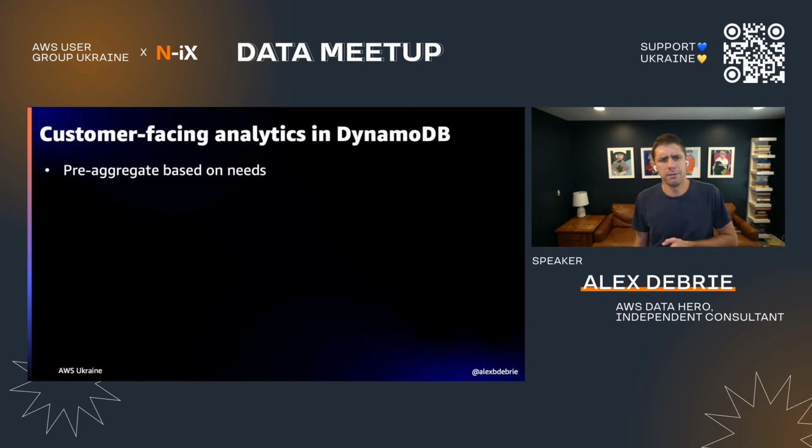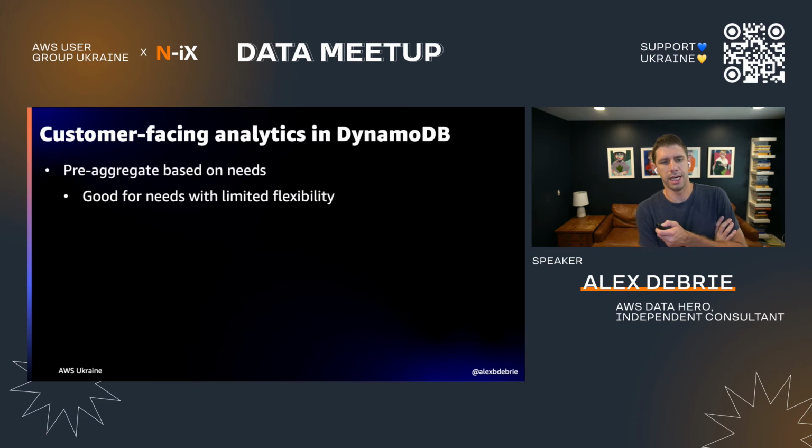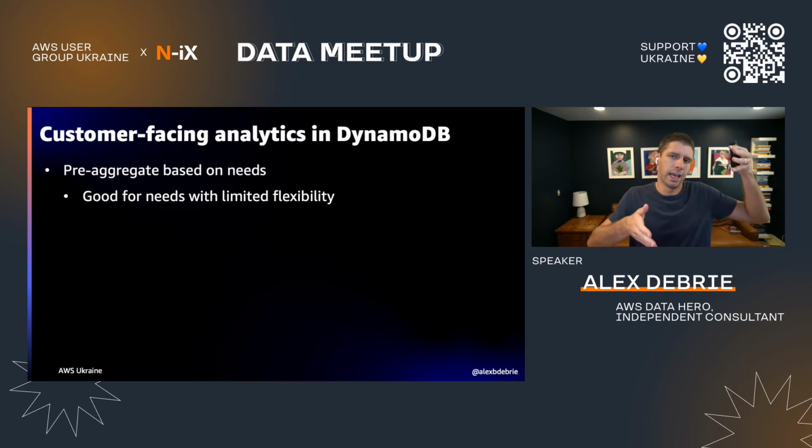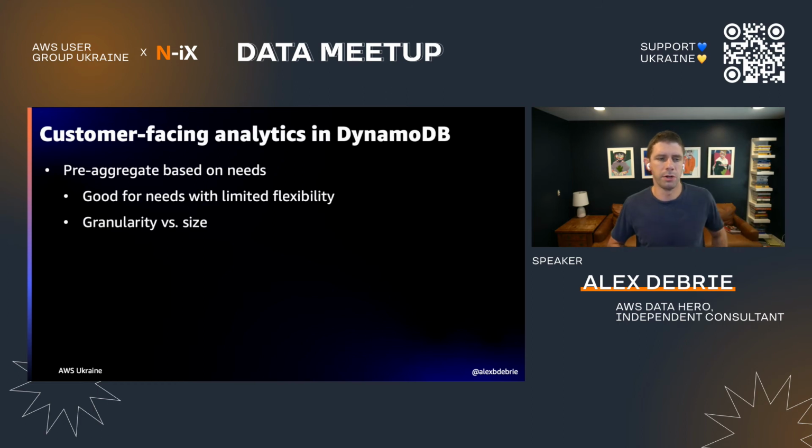So if we're talking about customer-facing analytics in Dynamo, what you're going to want to do is pre-aggregate based on your needs. And if you have predictable needs about the aggregations you want to show, like the total number of orders in these very predictable time periods, that's a pretty easy thing for you to do in Dynamo. So that works really well if you have needs with pretty limited flexibility. Like I couldn't go to that orders page and get really flexible or filter out certain orders or different things like that. Worked pretty well.